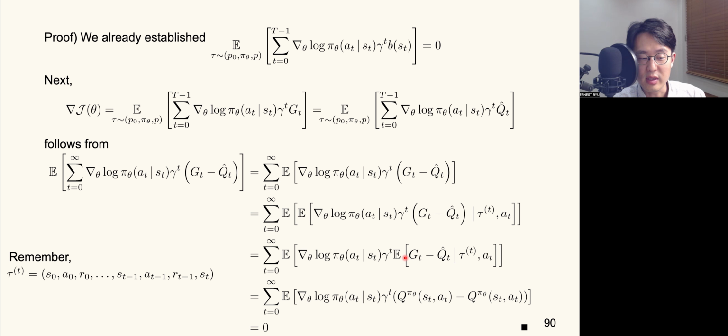Now, the conditional expectation of GT given the current state and current action is Q. And by assumption of the theorem, Q hat has the same expectation, Q pi. So if you subtract this, we get 0. All right, so that completes the proof.